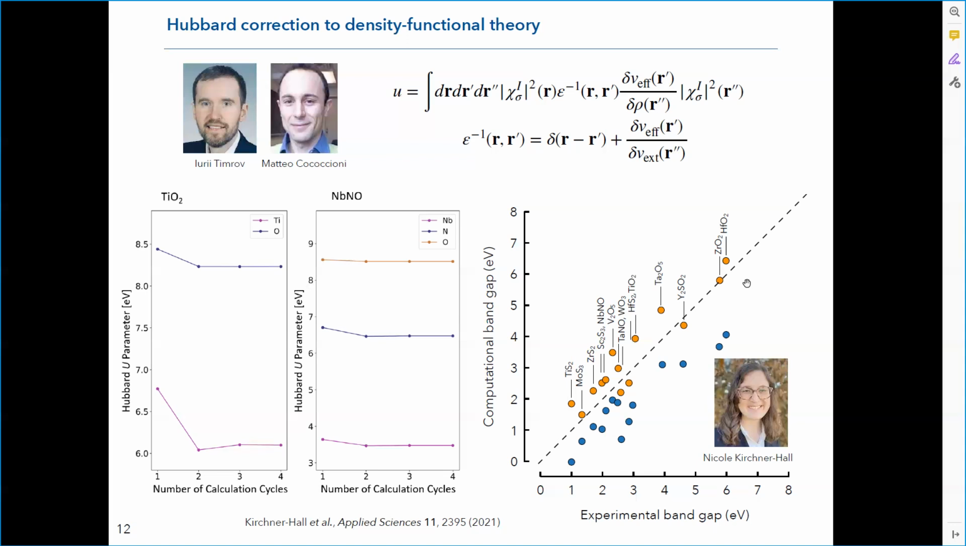So recently, my student Nicole Kirchner has done, based on this implementation by Yuri and Matteo, an extensive benchmarking, looking carefully at the convergence with respect to the wave vectors, looking carefully at the convergence with respect to the number of iterations of calculating the U, relaxing the structure, calculating the U, relaxing the structure. And we see that after 4 iterations, this converges.